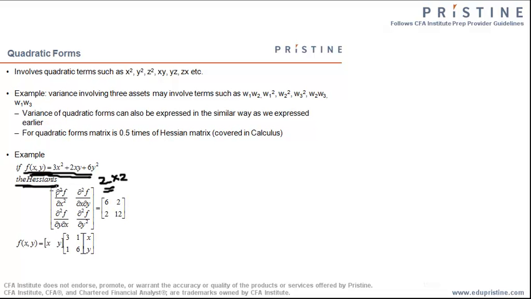Once we calculate the second order derivatives of this function, del 2f by del x square would be 6, del 2f by del x del y is 2, del 2f by del y del x is 2 again, and del 2f by del y square would be 12. So this is the Hessian matrix that we have obtained. If you have any doubt on how to calculate the partial derivatives, you can visit the section on calculus. It describes each of these processes in great detail.